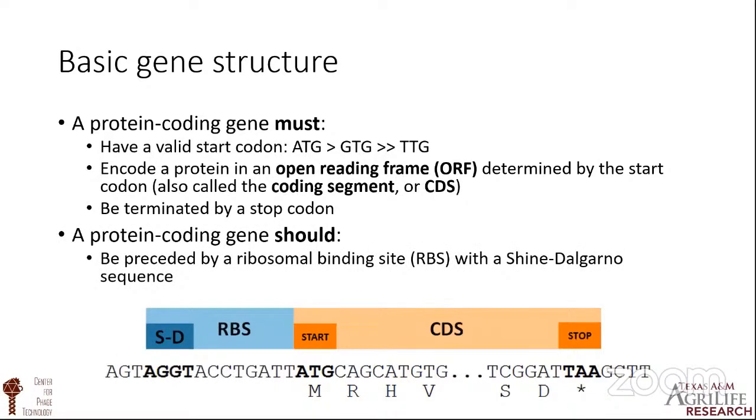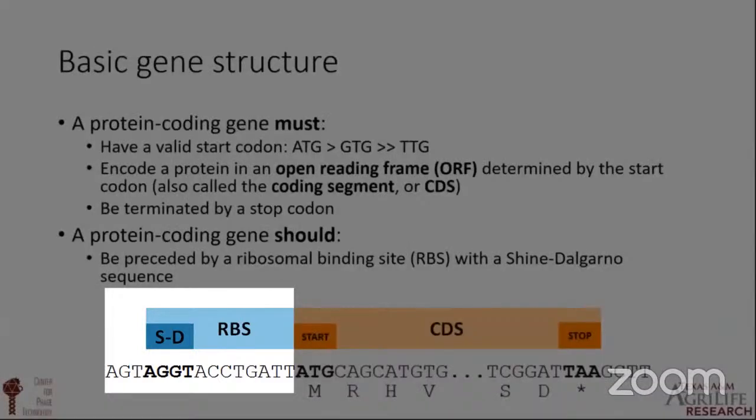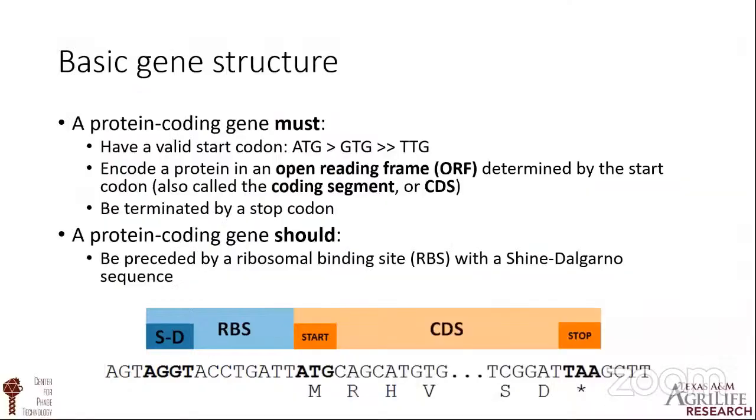Also upstream of every protein coding sequence, there should be a ribosomal binding site, which initiates translation. So that ribosomal binding site should consist of a Shine-Dalgarno sequence, followed by an appropriate spacer, followed by the valid start codon. The RBS, shown in blue here, has a Shine-Dalgarno sequence, shown here as AGGT, a short spacer, and then the start codon.